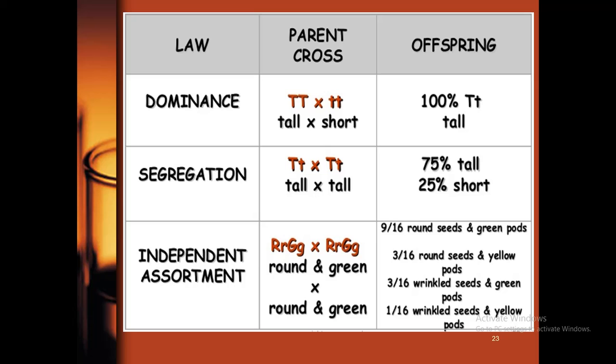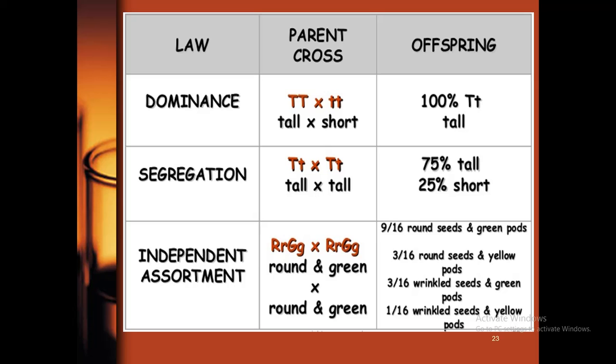And the second one is the law of segregation, which says that when the heterozygous tall is crossed with the heterozygous tall, the dominant gene is expressed more. That is, 75% of the offspring will be tall, however 25% of the offspring will be short.